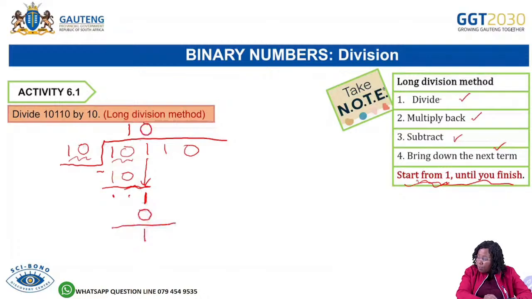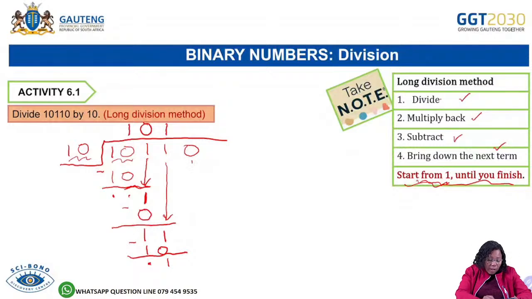Okay, and then you bring down the next number now. That will be 1 1. And then 10 into 1 1, it will be 1 times. And then 1 times 10, it will be 1 0. Sorry. And then now we are busy subtracting, grade 12. 1 minus 0, 1. 1 minus 1, it's a 0 there.